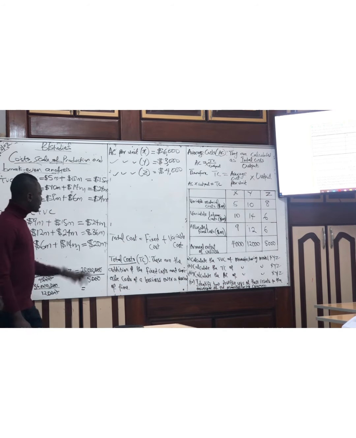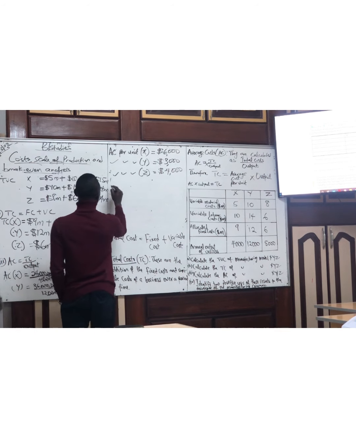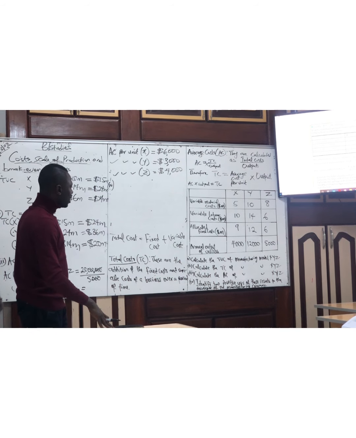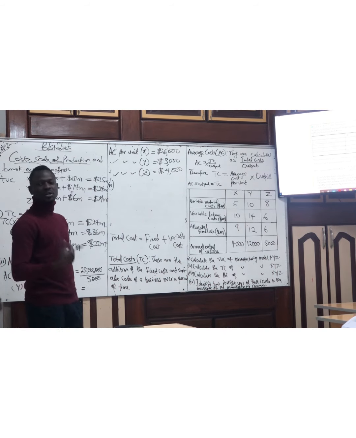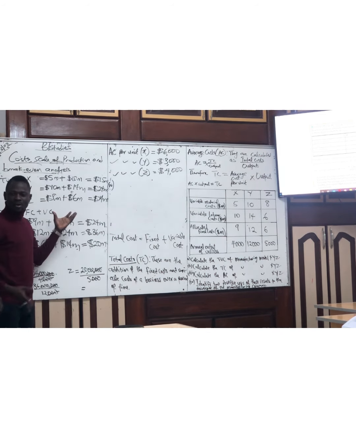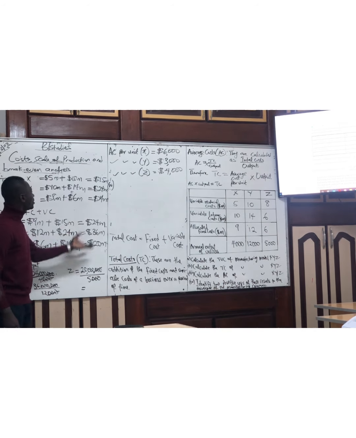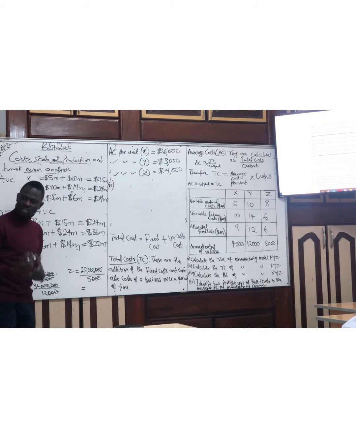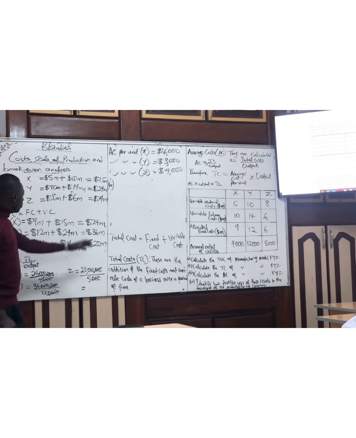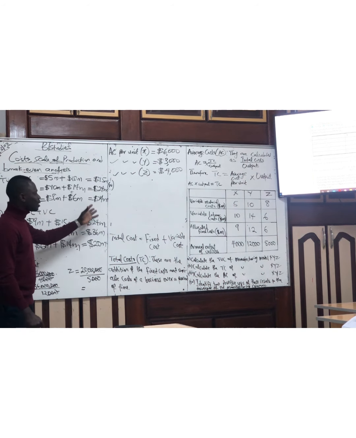Is it clear? Yes. So the last question is saying, identify two possible uses of these results to the manager of the manufacturing company. Why do you need to focus on this? What are the reasons why you need this? Remember when we started talking about cost? We said a firm must put into consideration the cost of production. So why do we need to understand the value of the cost of production?